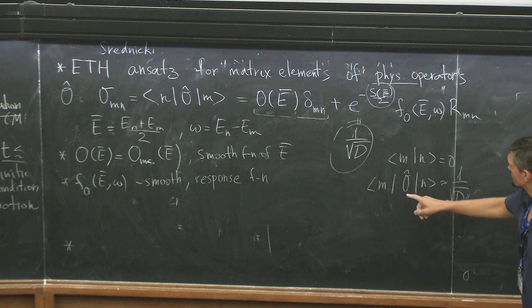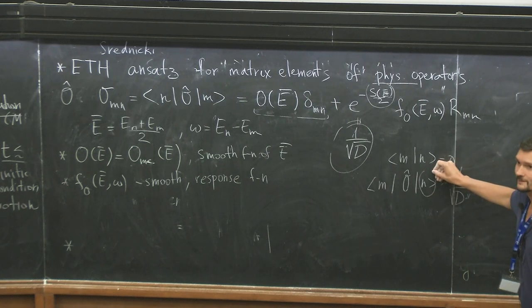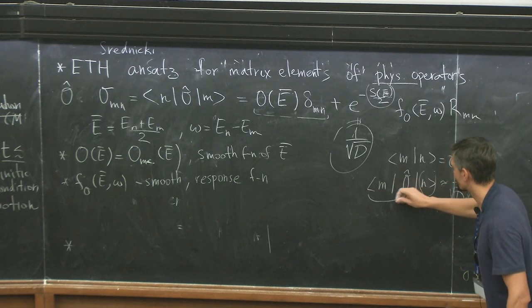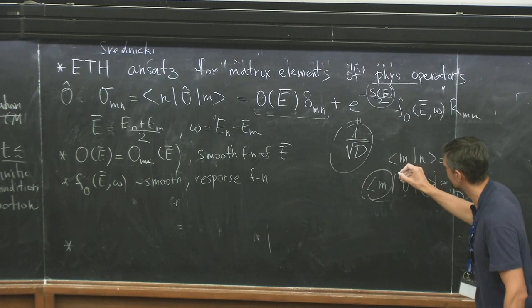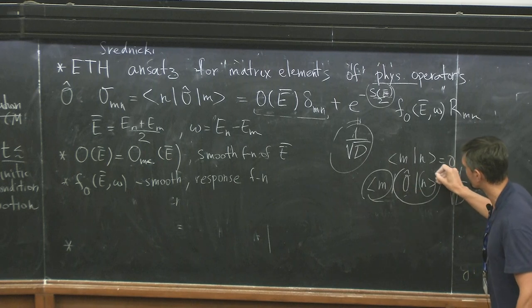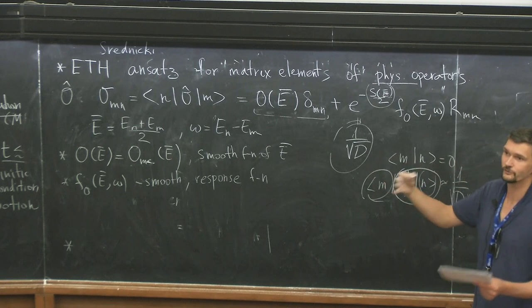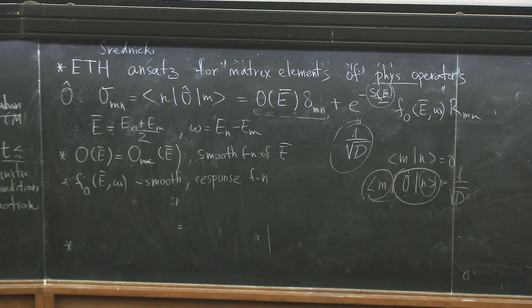Just choose the basis where this is the first vector, and then this guy, or vice versa, this is the first vector, then the scalar product is just the first component of this guy. But it's random, so each component is of order 1/√d. Make sense?